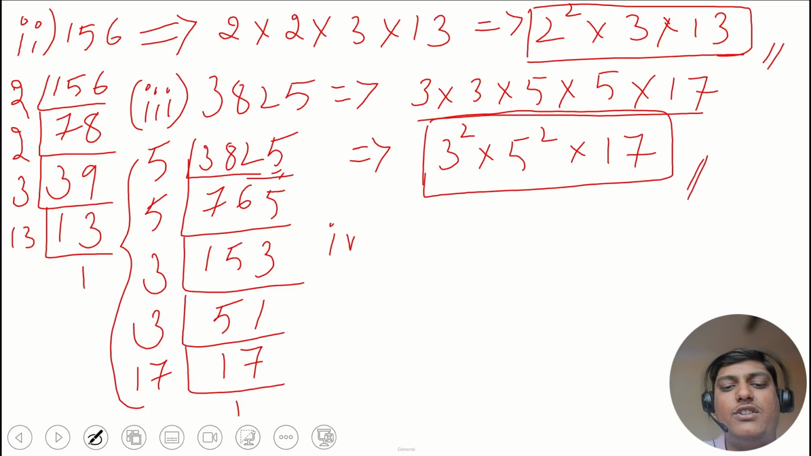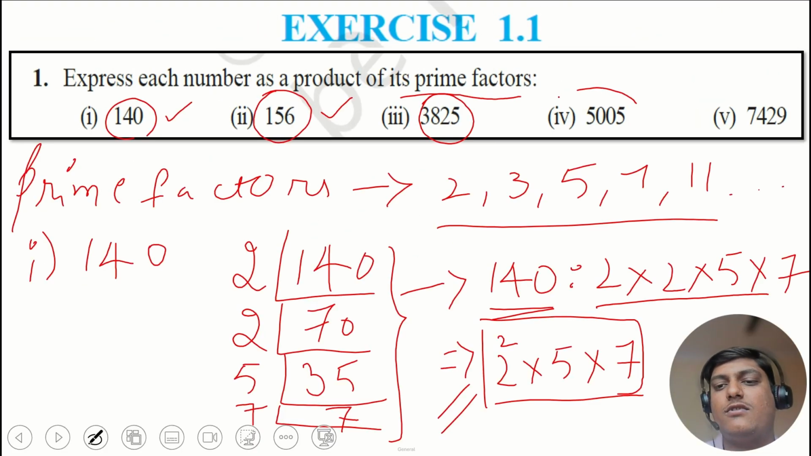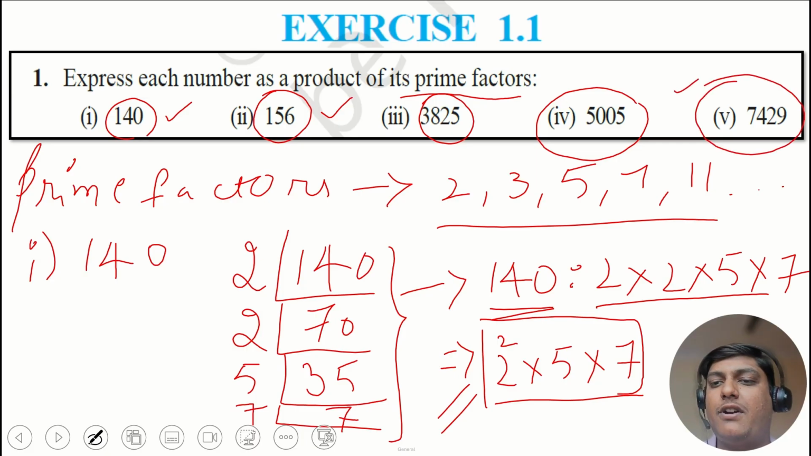The fourth and fifth questions are similar to this, which are expressing 5005 and 7429 in terms of prime factors. Please try them out. If you find any difficulty, you can comment below. I will definitely give the complete solution for these two questions. I hope this is clear.